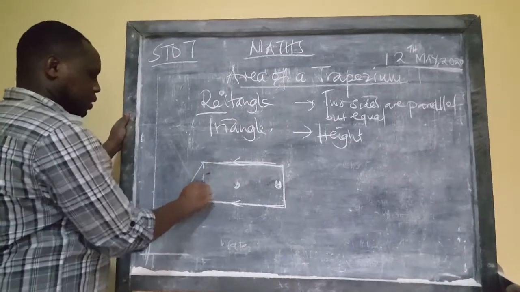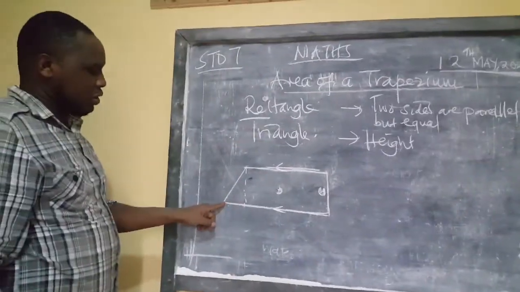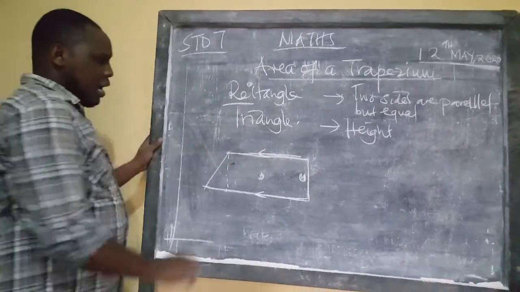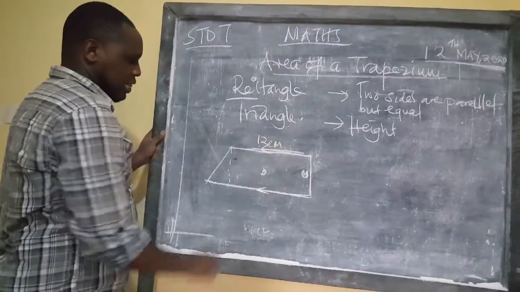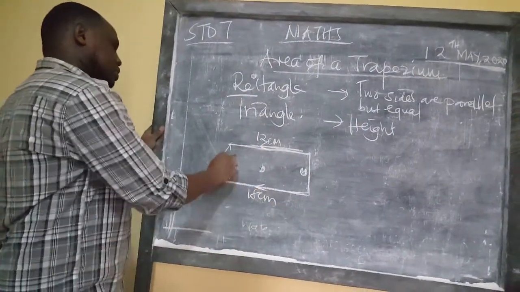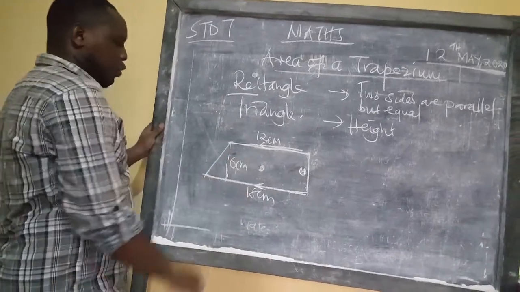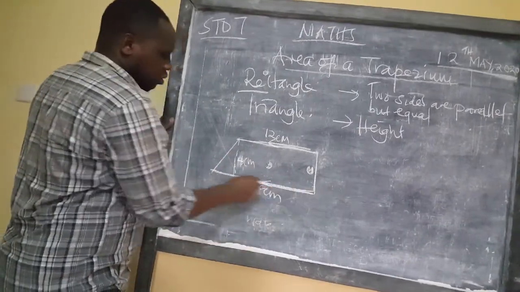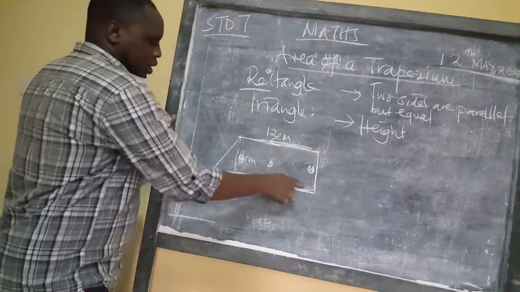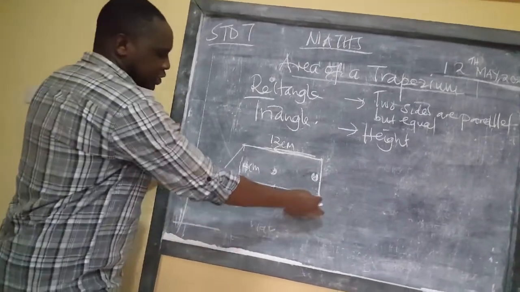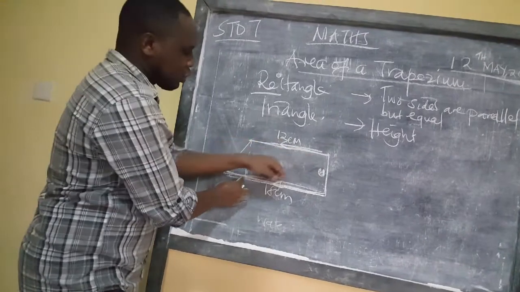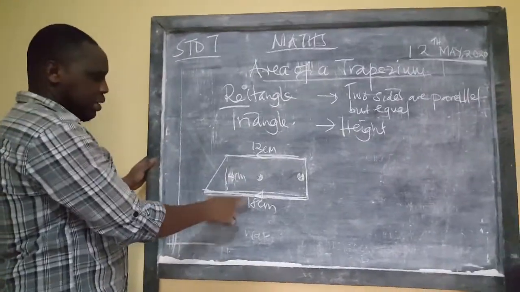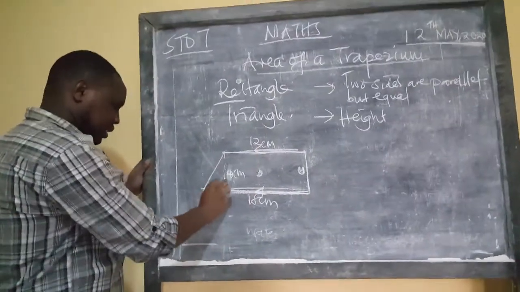Then we are talking about another shape, a triangle. So for us to be able to calculate the area of this trapezium, assuming this is 12 centimeters long and this is 18 centimeters long, this part is maybe 6 centimeters long, and the height is 4 centimeters. If all of this is 18, then the extended length is 18 minus 12, which is 6 centimeters.